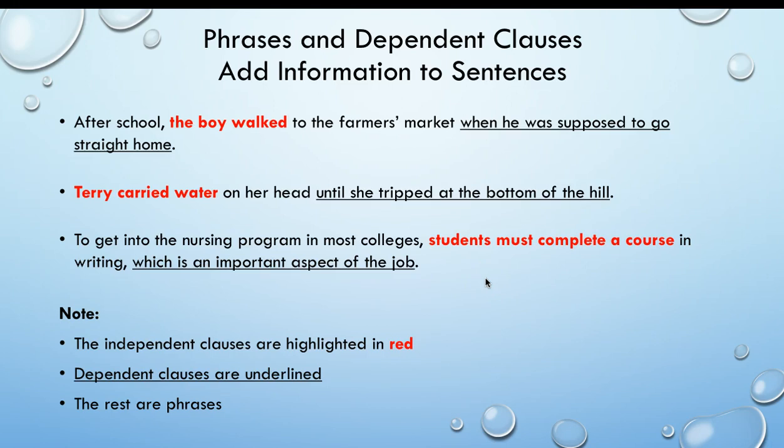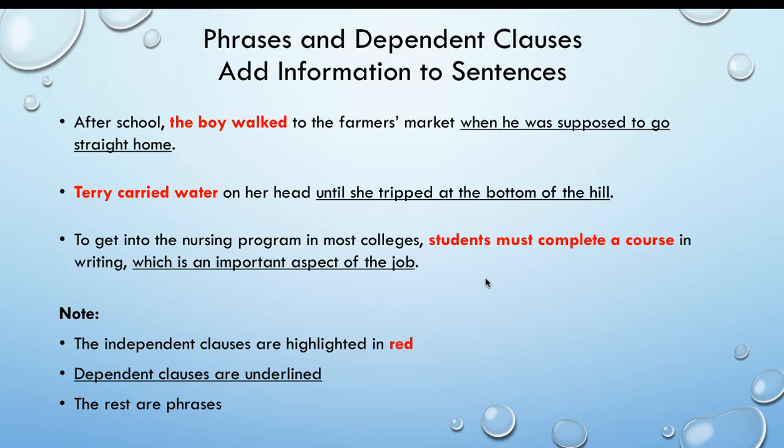Some examples of phrases and dependent clauses being used to add information to sentences here. The actual minimum sentence here is in red, the boy walked. But that doesn't give us very much information, and we're all about communicating information to be understood. So we add phrases, like the prepositional phrase after school, and the phrase to the farmer's market, and the dependent clause when he was supposed to go straight home, to give us more information.